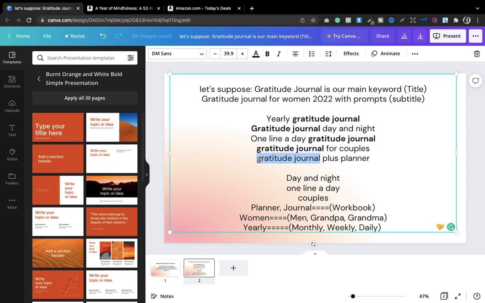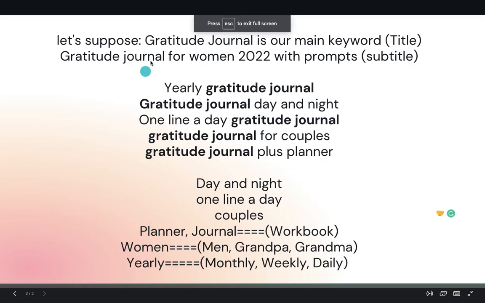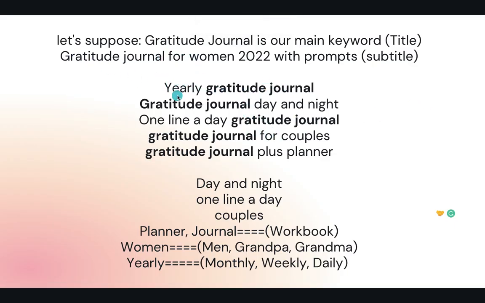So now just take a look here and let me know what words have been left. Gratitude journal is gone. Yearly, day and night, one line a day, for couples, plus planner. Right? So I have just written these words here: day and night, one line a day, and so on. Once you have done the keyword research, you will pick the main keyword from all the keywords that you have researched, and you will be left with only the words that are not used in the title and the subtitle.